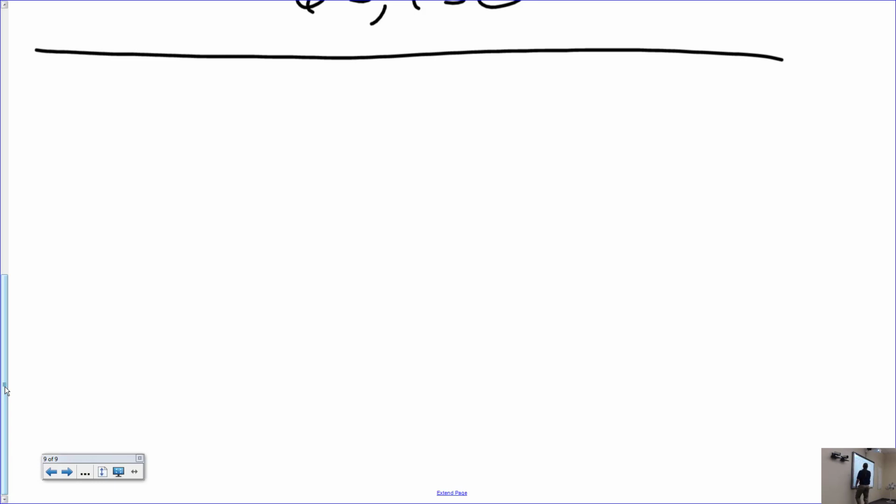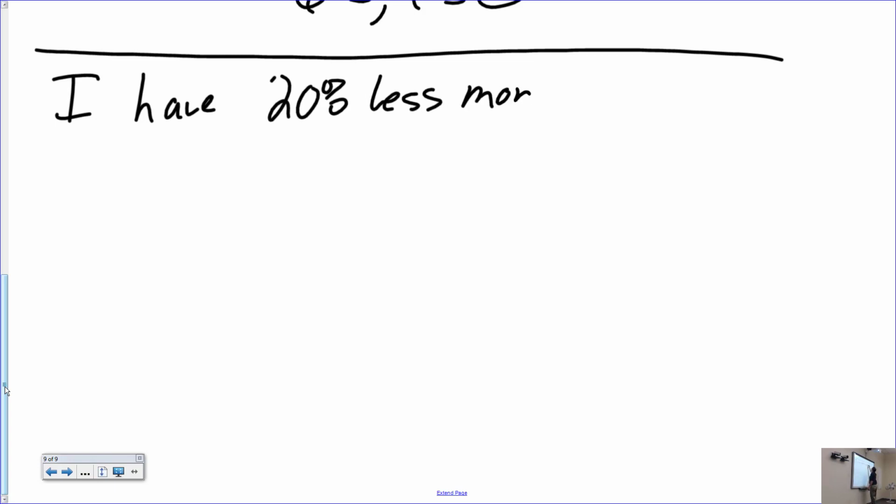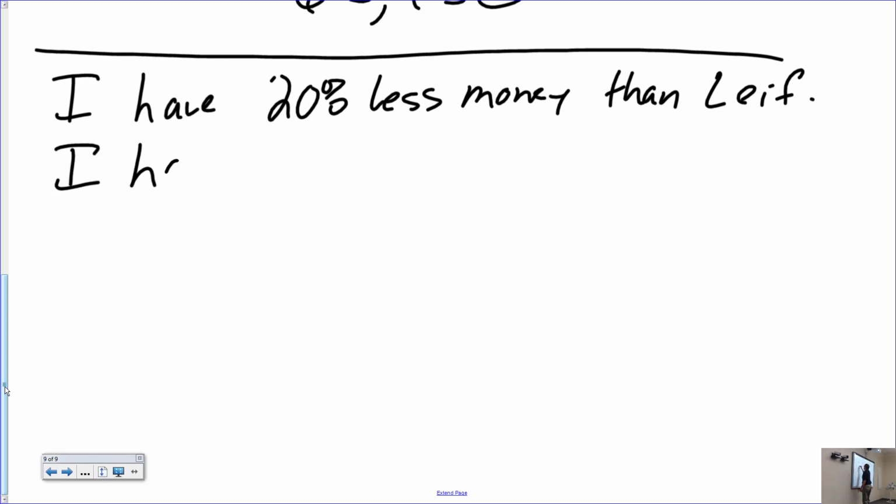Let me give it to you in a slightly different wording this time too, so that it's not as easy to figure out, right? So let's suppose that I have 20% less money than Leaf. Let's keep it relatively simple. Let's suppose that I have $60. How much does Leaf have?